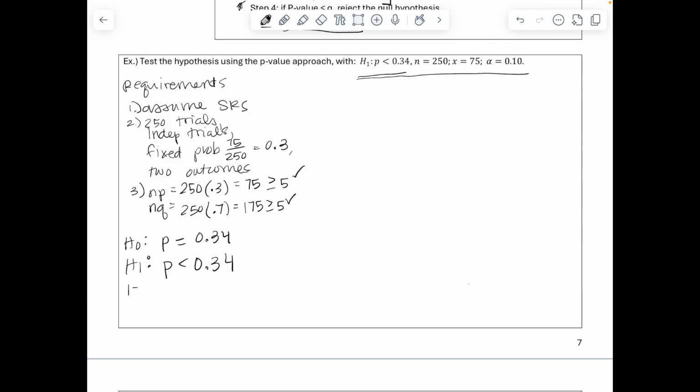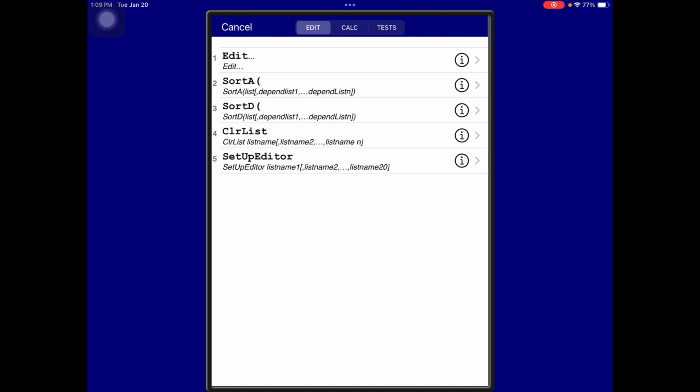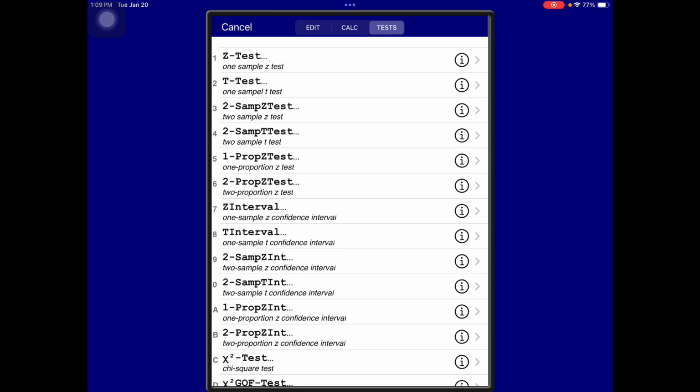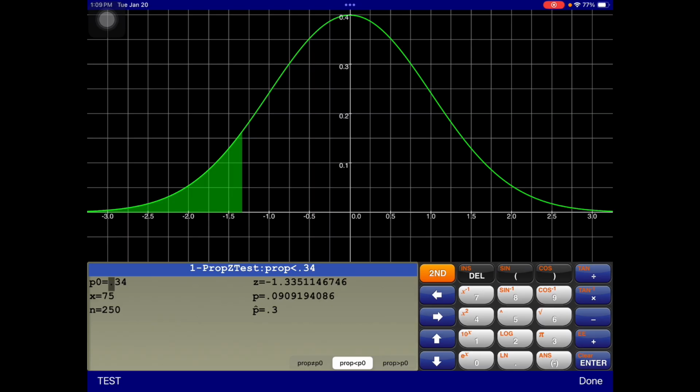So to calculate this, we are going to use one prop Z test. On your graphing calculator, you need to go to Stat, Test, one prop Z test. P0 that you need to enter in is 0.34. X is equal to 75, N is equal to 250, and then also make sure that you select left-tailed, that less than symbol, since this is a left-tailed test.